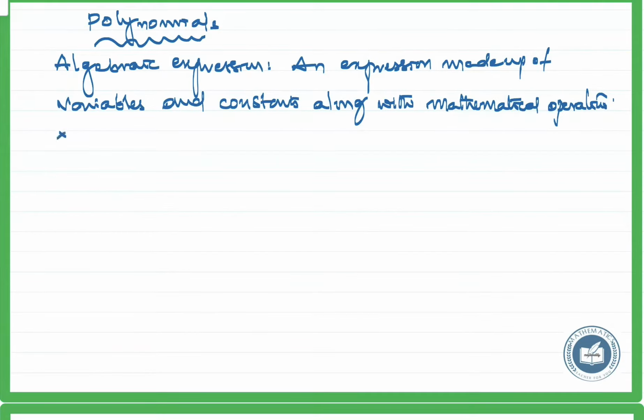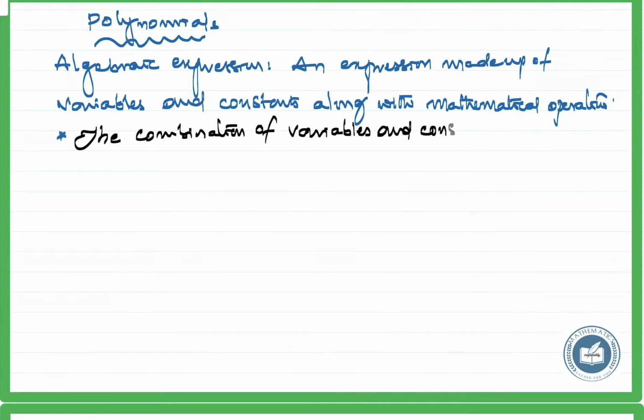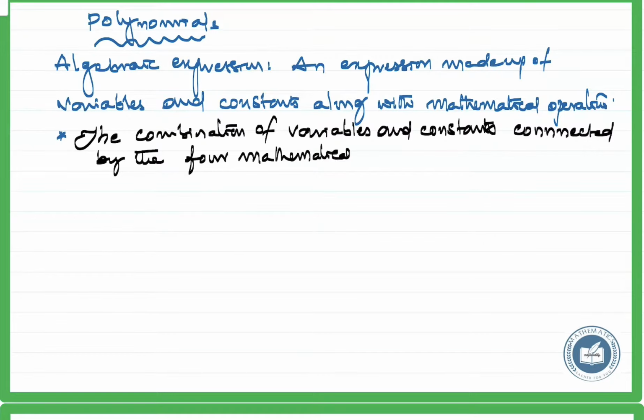The other way we can define this: the combination of variables and constants connected by the four mathematical operations is called an algebraic expression.